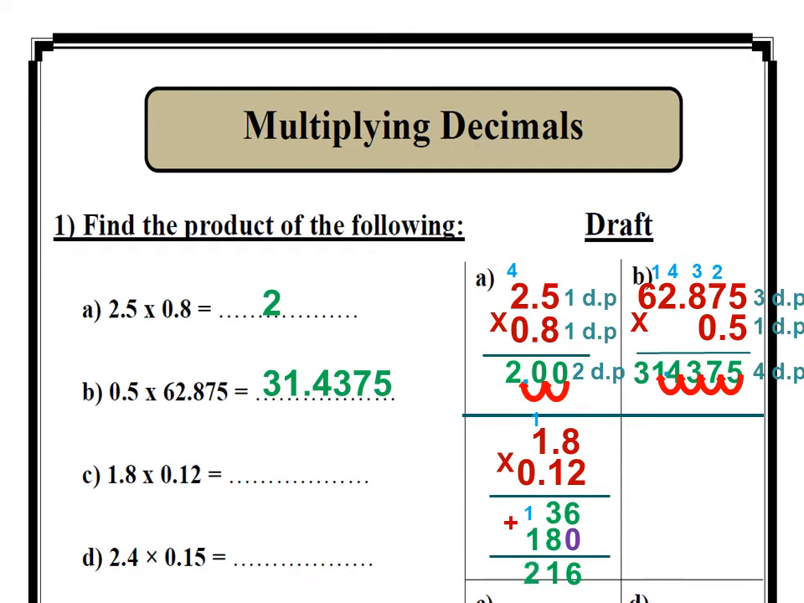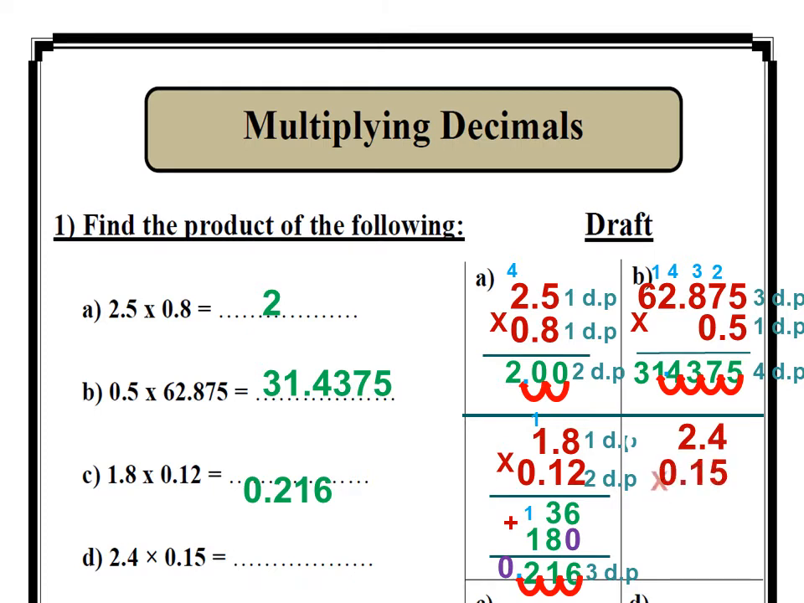As you can see that I skipped the step of multiplying the 0 by the number because there is no need for it. In the first number I have 1 decimal place, in the second number I have 2 decimal places, so my answer has 3 decimal places. Counting from the right side, 3 steps to the left, 1, 2 and 3. My decimal point here and here is my 0. So my answer is going to be 0.216.